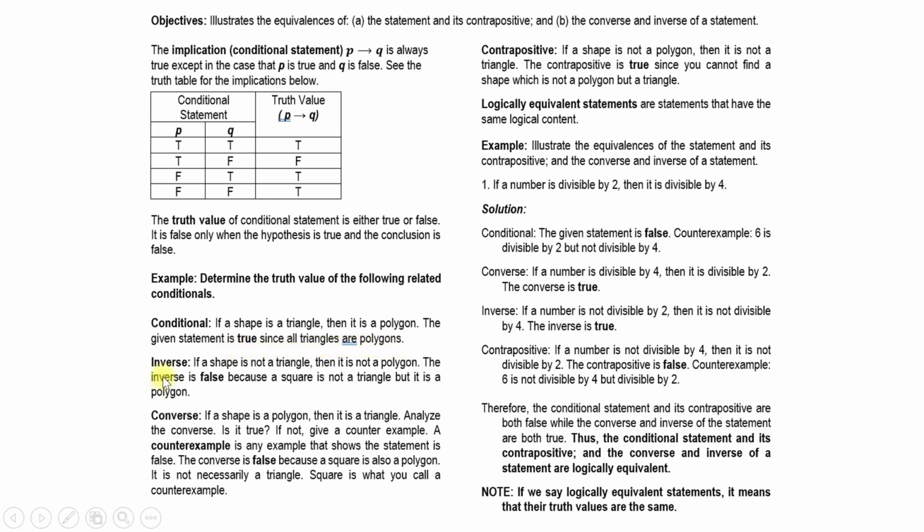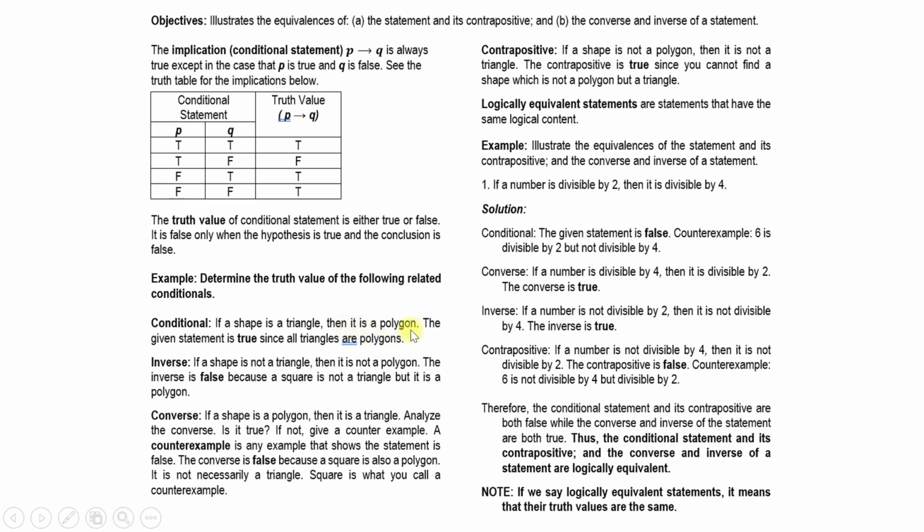If we say inverse, again, the negation of the conditional statement. So our conditional statement is this one. If a shape is a triangle, so the inverse is if a shape is not a triangle, then it is not a polygon.